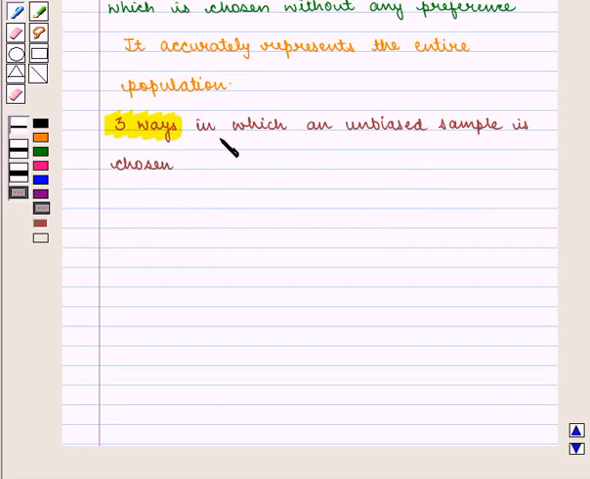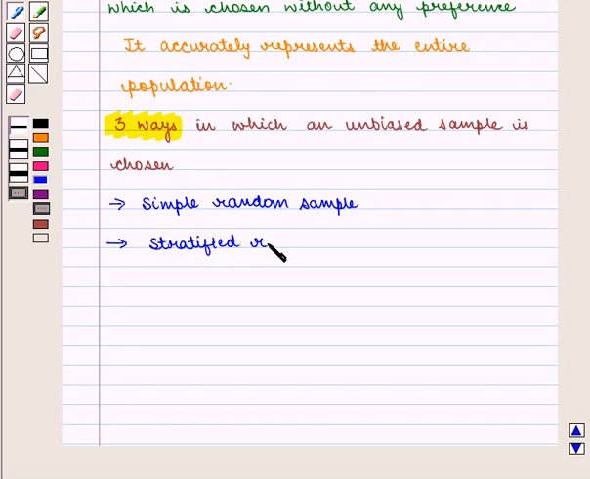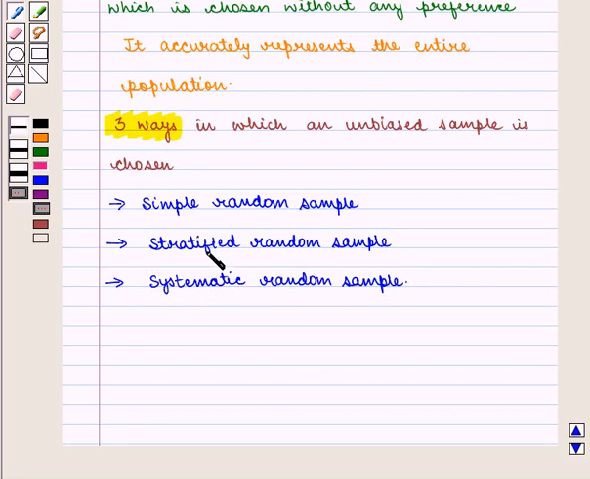There are three ways in which an unbiased sample is chosen. First is simple random sample. Second, stratified random sample. And the third is systematic random sample. Now we shall explain each one with the help of an example.